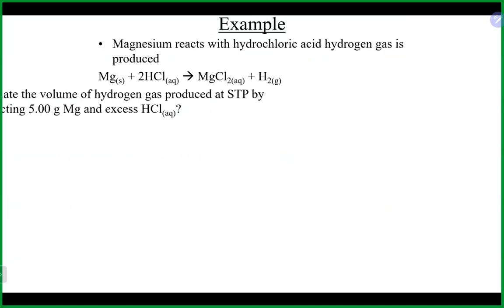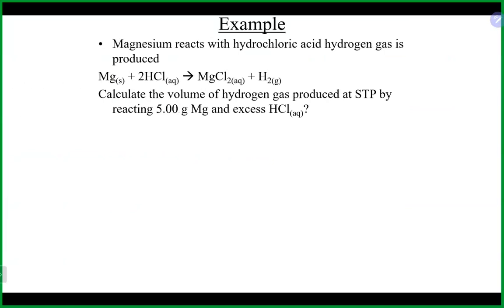All right, let's try this one here. This is pretty much like what we did last week, I think. Magnesium reacts with hydrochloric acid, produces some hydrogen gas. What is the volume of hydrogen gas produced at STP if we started with 5 grams of magnesium?